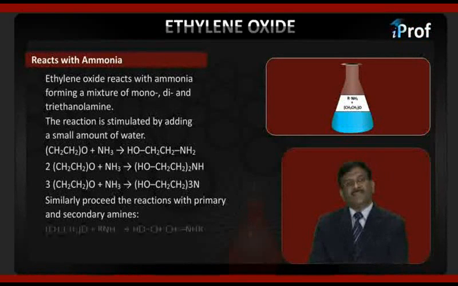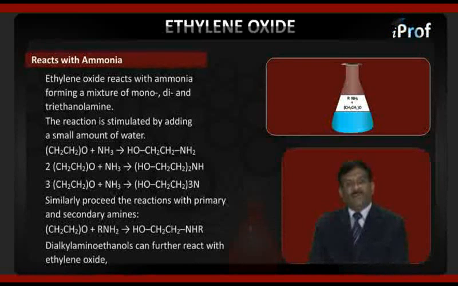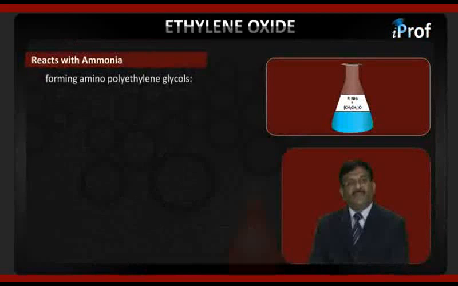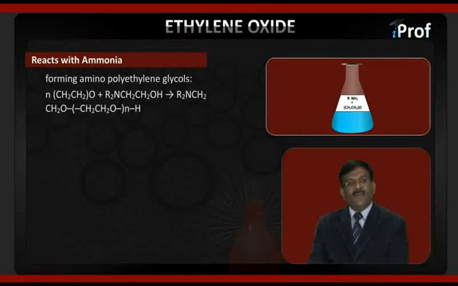The reaction is CH2CH2O plus RNH2, it gives HOCH2CH2NHR. Dialkyl aminoethanols can further react with ethylene oxide forming aminopolyethylene glycols. The reaction is R2NCH2CH2OH plus n CH2CH2O. It gives R2NCH2CH2O(CH2CH2O)n-1H.